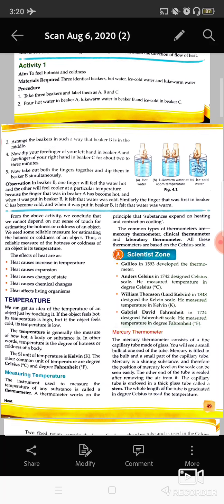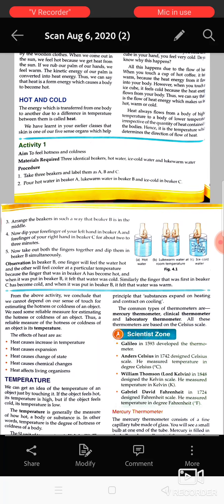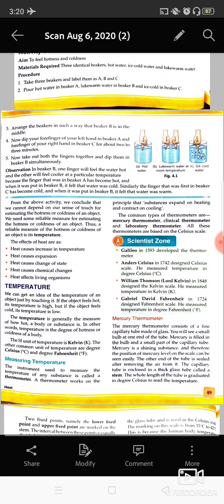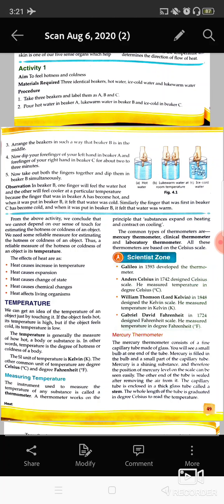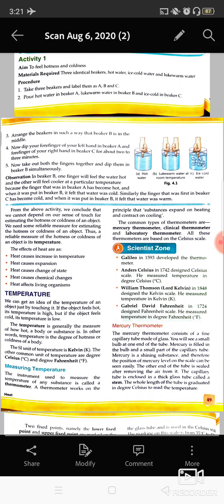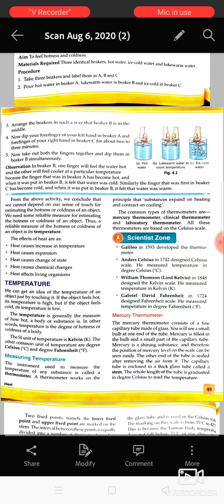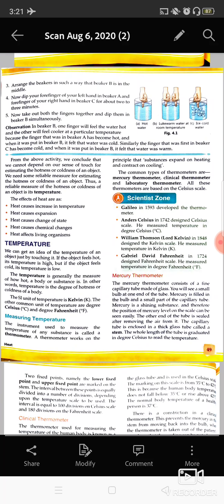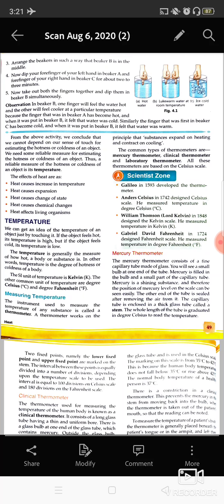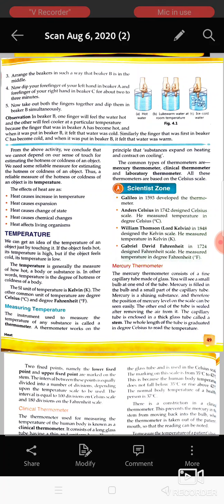Now let us see, if I'm talking about temperature, then what is temperature? Temperature is basically the degree of hotness or coldness. It is a kind of scale, a numerical value which decides the flow of energy, by which we see how hot or how cold objects are. So for measuring the temperature, we have different kinds of thermometers.